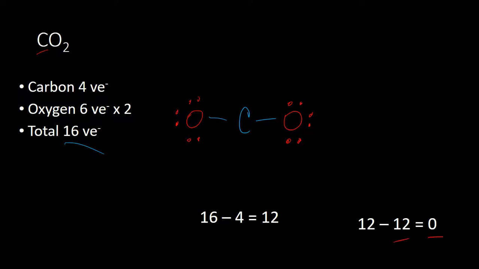Now the problem is, while oxygen's octet is complete, 2 from the bond and 6 from the lone pairs, for a total of 8, carbon, however, just has 2 and 2, which is 4, and it wants 8.